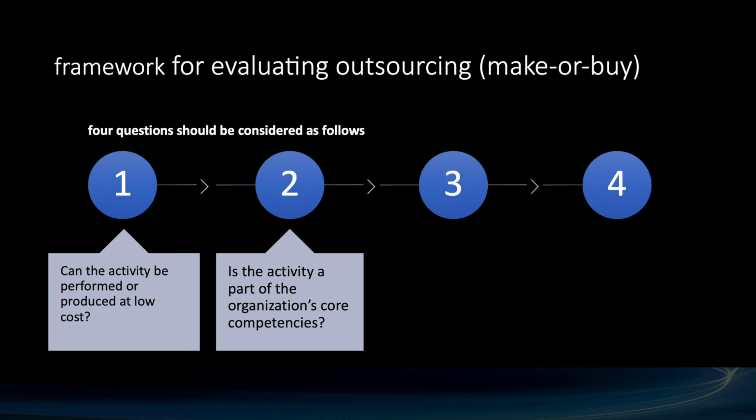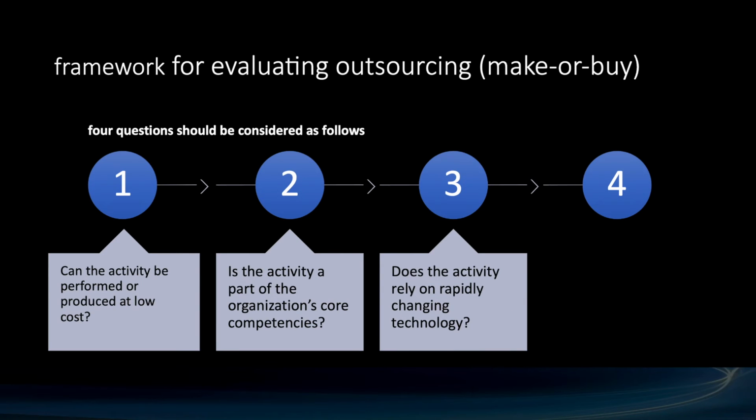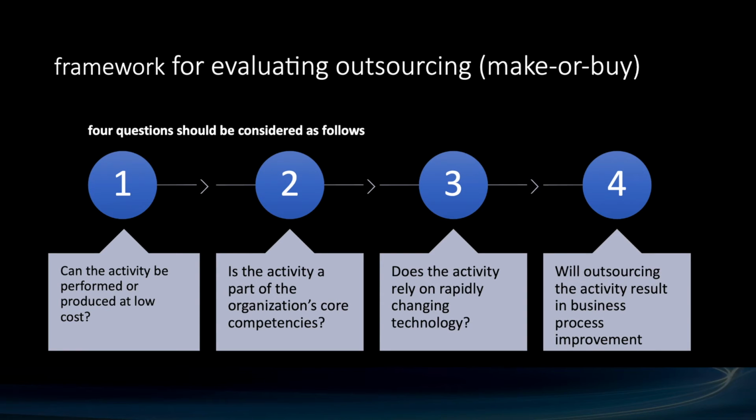Now come to the second one. Is the activity a part of the organization's core competencies? If it's a core competency, then we will continue with that. If it's not a core competency, we will leave it. Does the activity rely on rapidly changing technology? Do we have to rely on technology? Because with technology, we have to incur a little bit more cost. Then the last question is, will outsourcing the activity result in business process improvement? Whether this will result in a business process improvement or not.